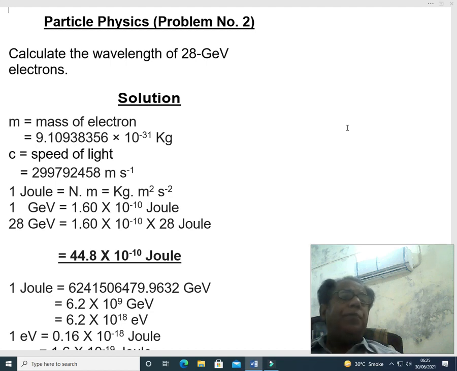Now when 1 giga electron volt is equal to so many joules, then we are provided 28 giga electron volt. So 28 giga electron volt will be equal to 1.60 into 10 raised to the power minus 10 into 28 joule. This alternatively becomes equal to 44.8 into 10 raised to the power minus 10 joule.